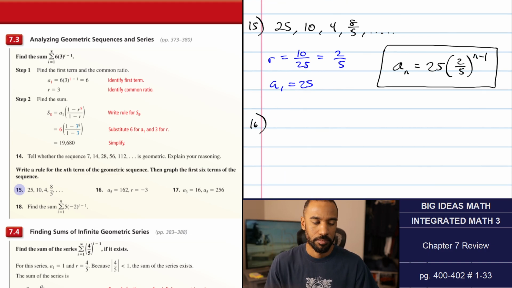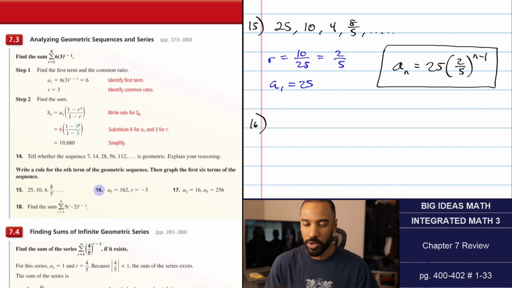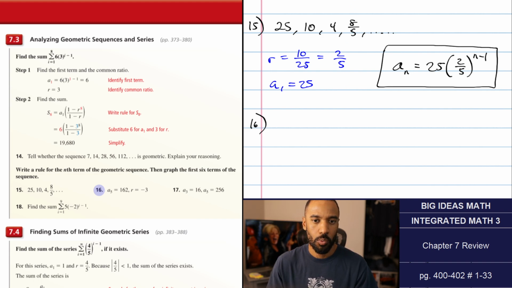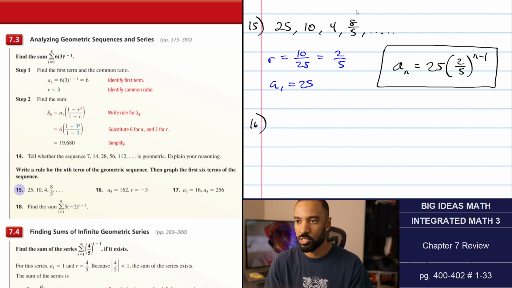Number 16, they give you the value of the fifth term and the common ratio. And common ratios can be negative, as signs would alternate. Oh, I'm not done. I'm sorry. Let's go back. We have to still graph the first 6 terms.